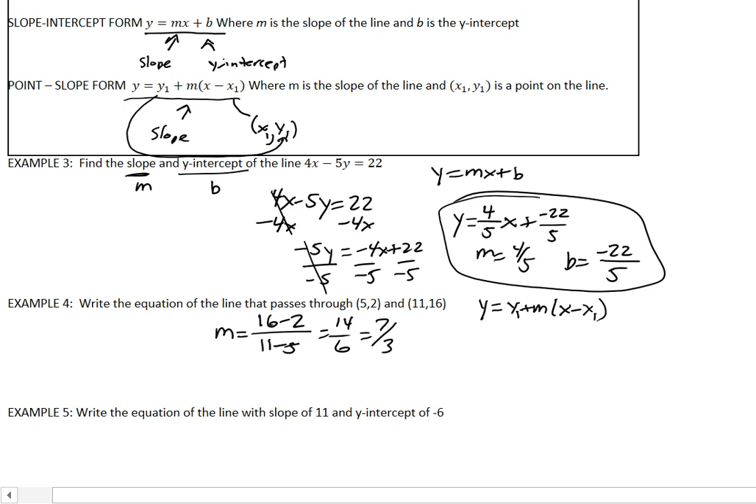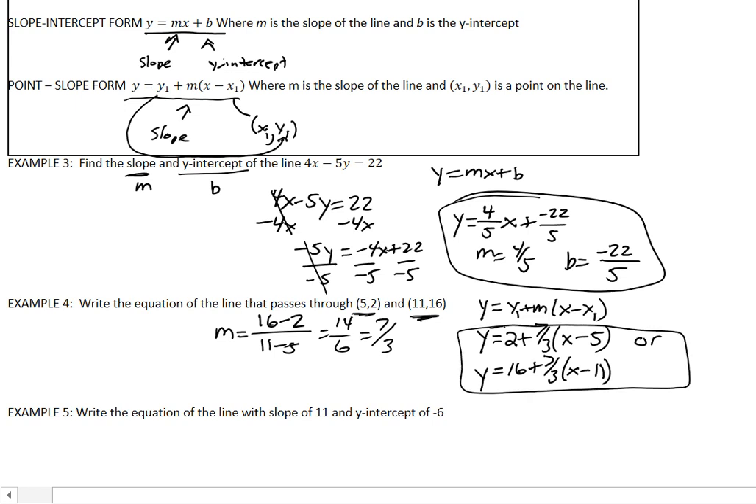So I'd write y equals y1, let's write it with this point right here. It'd be 2 plus 7 over 3 times x minus 5. That would be one acceptable answer. You do not have to do both of these, but I want to show you both of them. We could use the other point: y equals 16 plus 7 over 3 times x minus 11. Either one of those would be a perfectly acceptable answer.